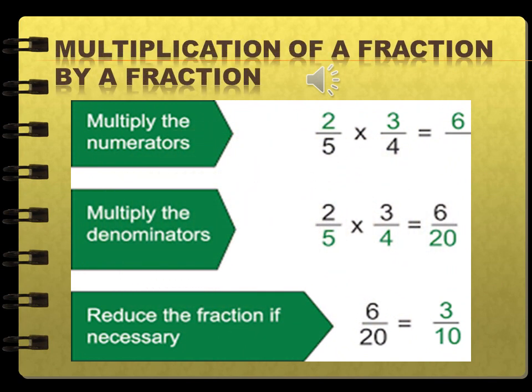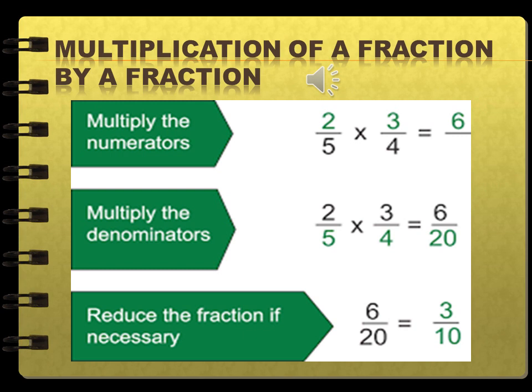Now, another concept is multiplication of a fraction by a fraction. So, you can see the rule implies that you have to multiply the numerators, multiply the denominators, and if you get a fraction which is not in its lowest term, then you need to reduce the fraction to its lowest term. It is as simple as that.